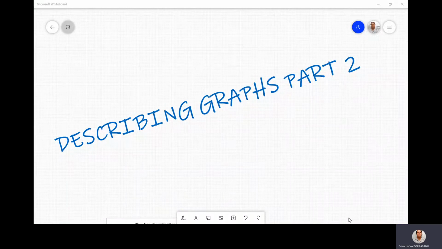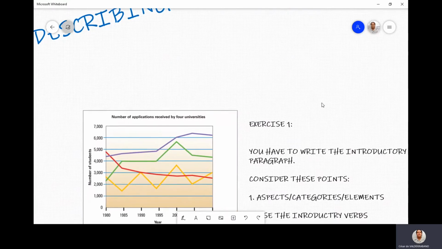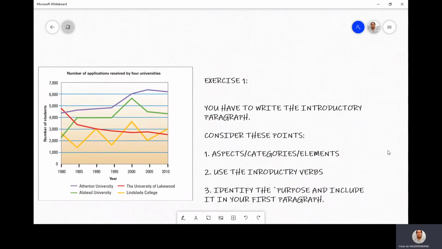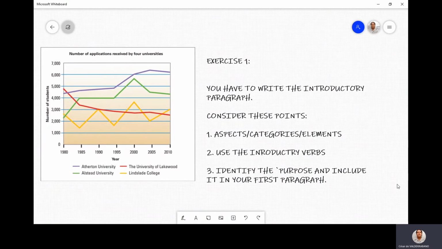We're talking about describing graphs in this case. Second part, from describing graphs. Okay, let's do it. In the previous lesson, we had exercise number one, which shows the information that you have to describe. Okay, look at this.